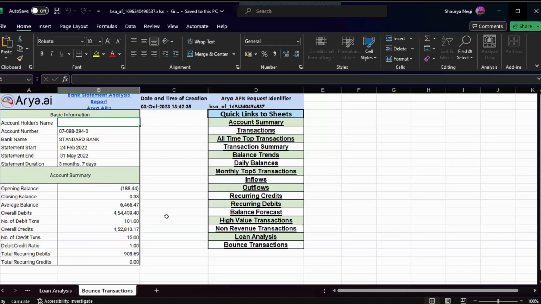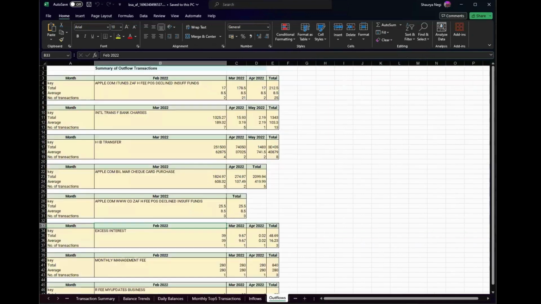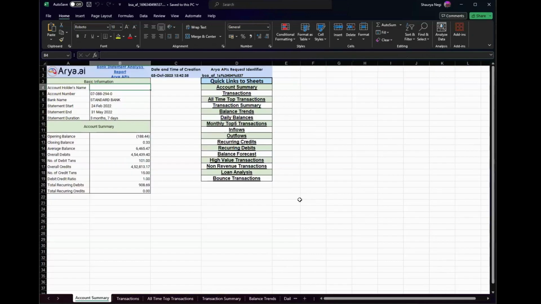Yeah. So this is the bank statement analyzer Excel report. As you can see, this is the home sheet, which is also called the account summary sheet. And you can see there are various sheets here. So I will go over them one by one in order.